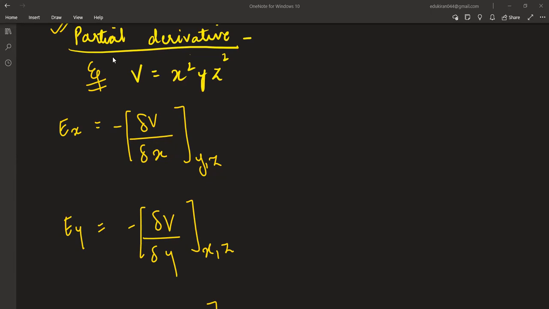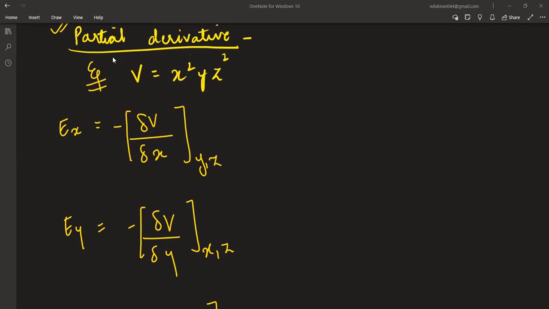Ex is equal to minus del V over del x, right? When you are differentiating the x component of electric field, then y and z will act as constant terms. See, all the three are variables: x square, y, z square, all are variables. When we are talking about electric field due to x, that is only the x component we are taking. So y and z will be constant. Just treat them as a number.